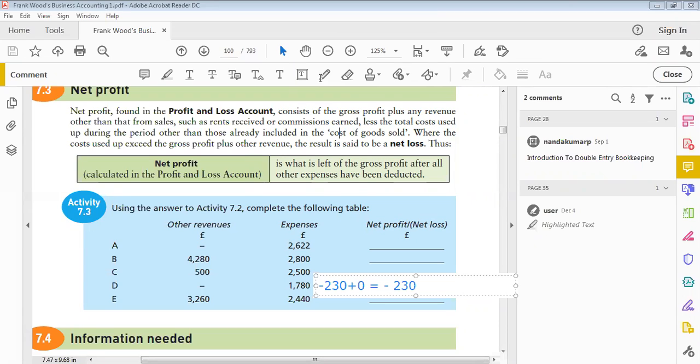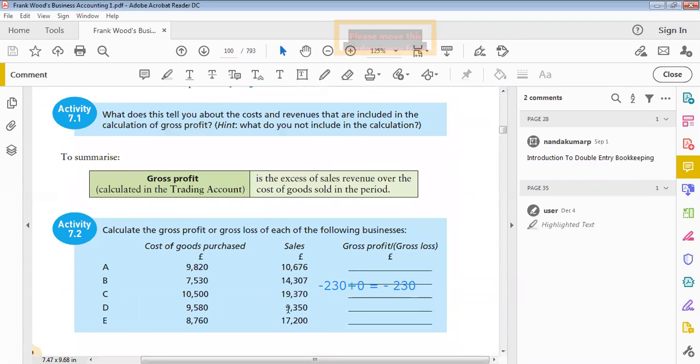I don't understand how you get the 230. Can you tell me the procedure, what you do to get the 230? All right, the 230 is coming from up top. It is the gross profit from D. You understand? Okay.